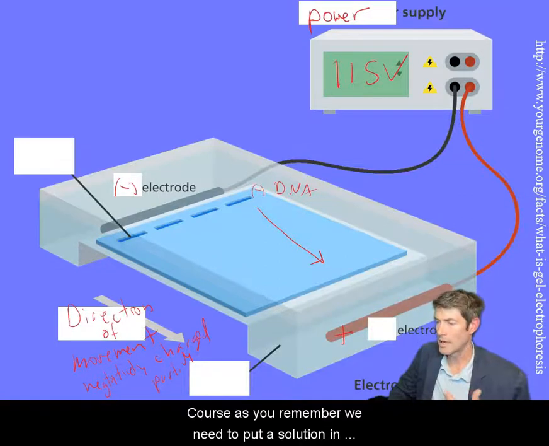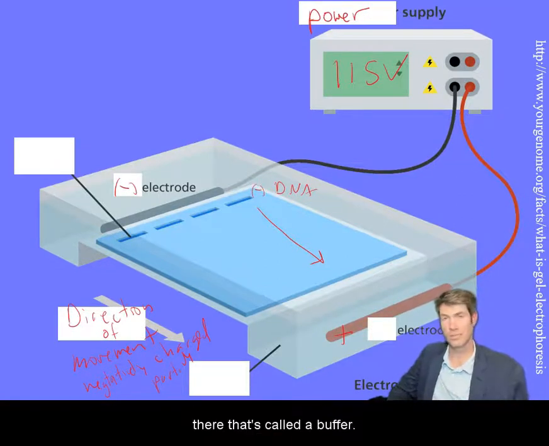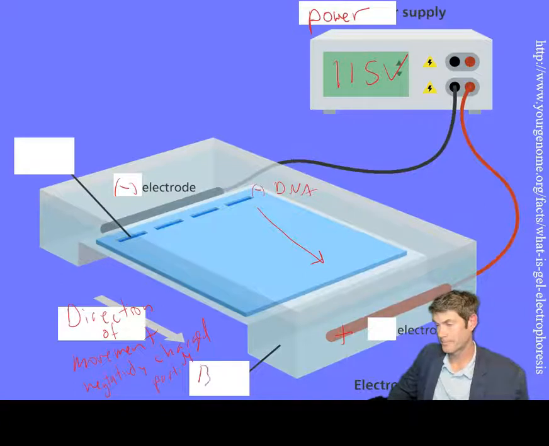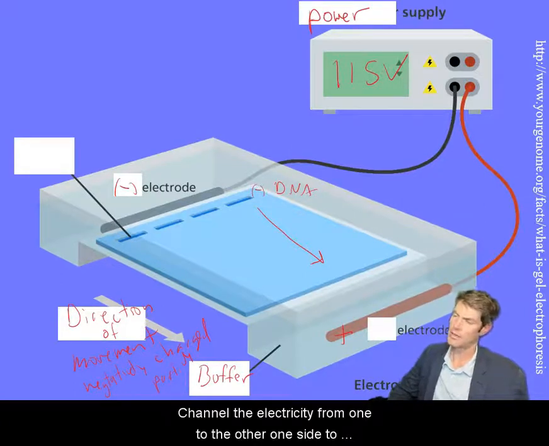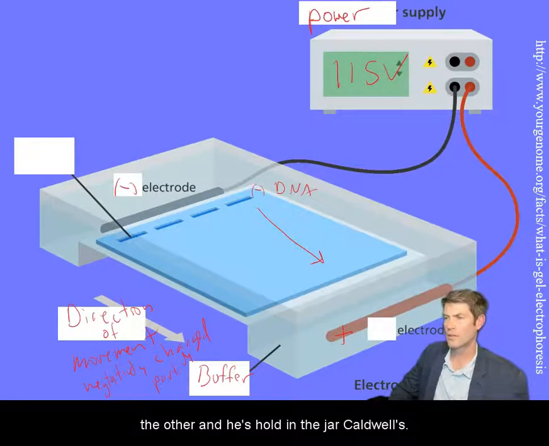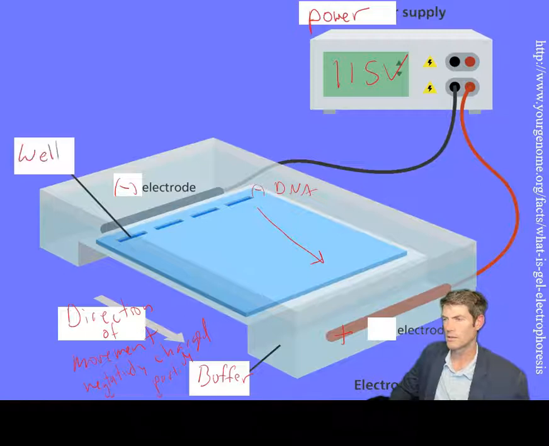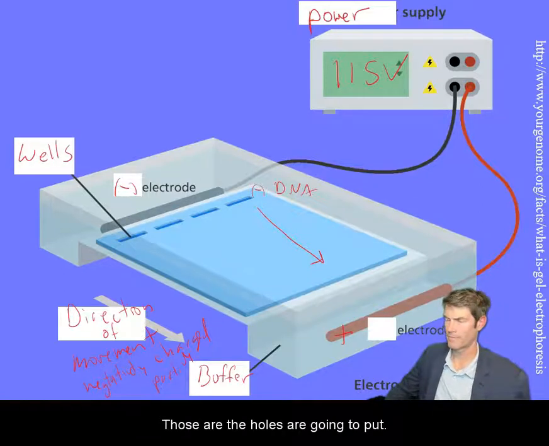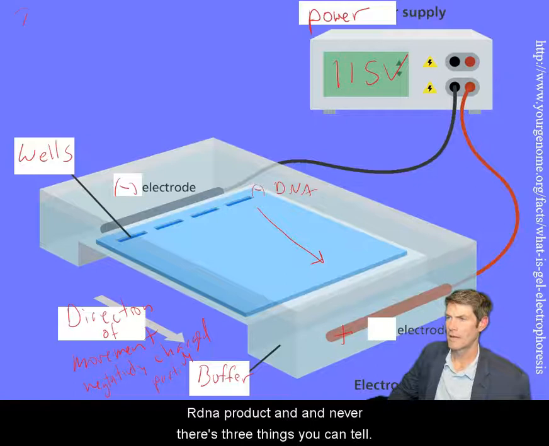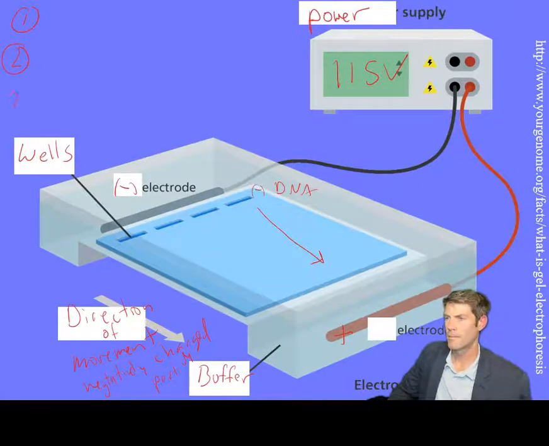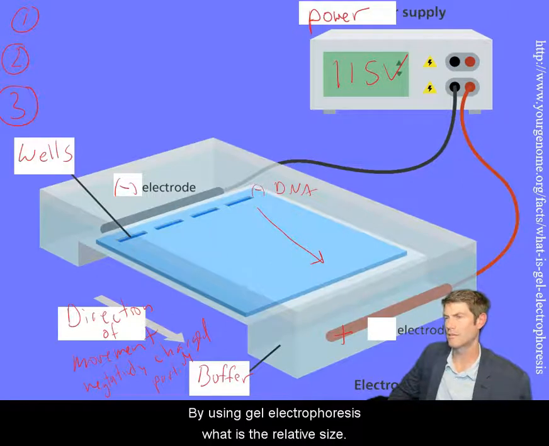Of course, as you remember, we need to put a solution in there. That's called a buffer, and that helps channel the electricity from one side to the other. And these holes in the gel are called wells. Those are the holes we're going to put our DNA product in. And remember, there's three things you can tell by using gel electrophoresis. One is the relative size.